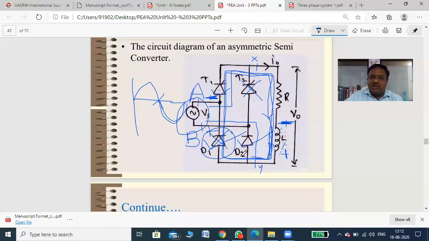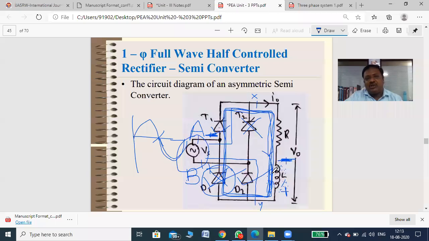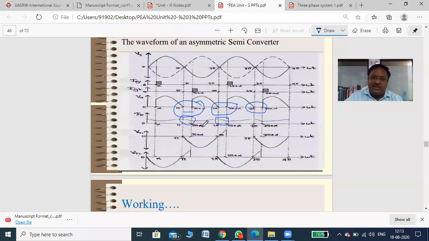So the inductor releases the energy, diode D1 is in forward bias, so current flows through D1, T1, and then R, L, and so on. In this way, the current is freewheeling. You can see here the current is decreasing from pi to pi plus alpha. The current is continuous but decreasing because the inductor releases the energy, right?